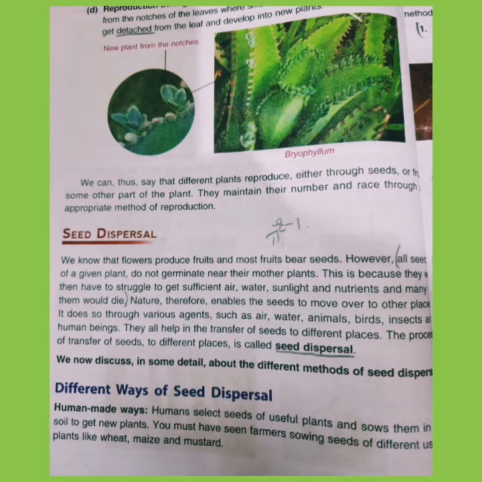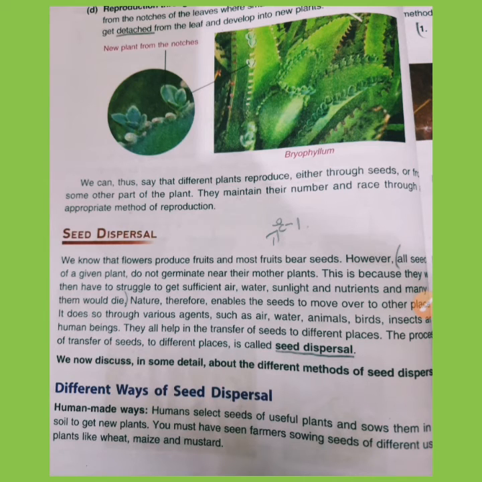Next you can see reproduction through leaf. Bryophyllum plants can be grown with the help of the leaves. You can see so many small plants at the margin of the leaf. When this leaf falls down on the ground, then the new plants develop from it.